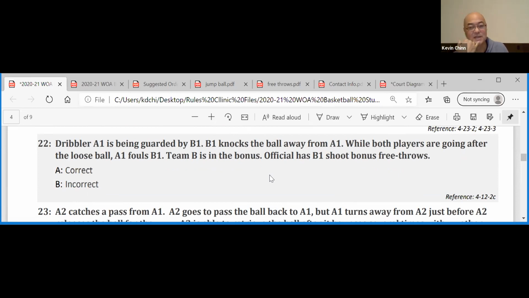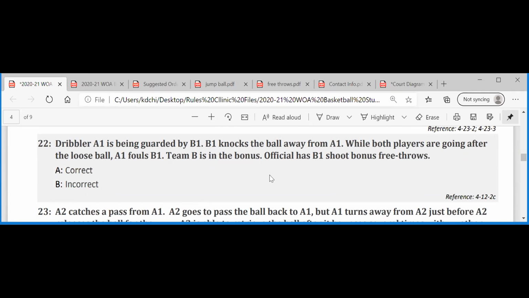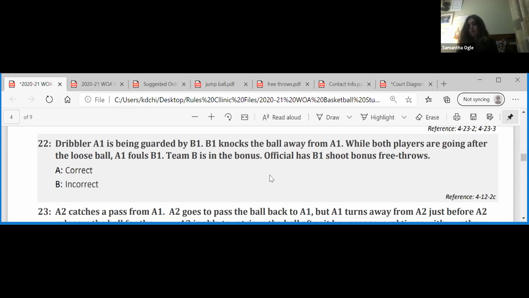Anybody have incorrect? So everybody agrees? I said incorrect. Because I don't really remember why. I was looking at it with my mom and she said something about an offensive foul. Okay. Once you're in the bonus, any fouls, shooting foul, right?